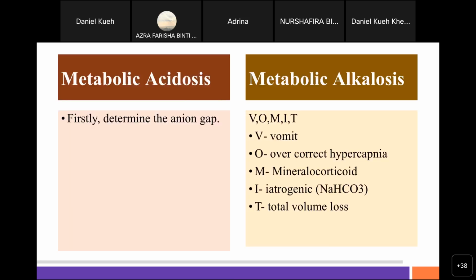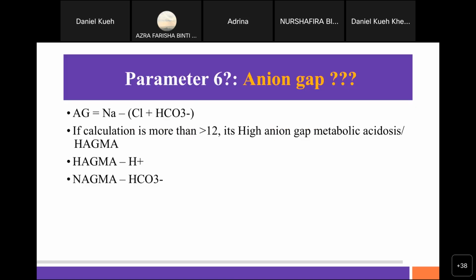But this special case, just now all the things, I gave a differential diagnosis except for metabolic acidosis, right? Because for metabolic acidosis, you have to determine whether this patient is due to increased hydrogen ion production or maybe increased removal of bicarbonate ion. So you have to determine. So how do you want to determine? You use the anion gap. So for the anion gap, you use this calculation. All these parameters, the sodium, chloride, bicarbonate, are already in your ABG later.